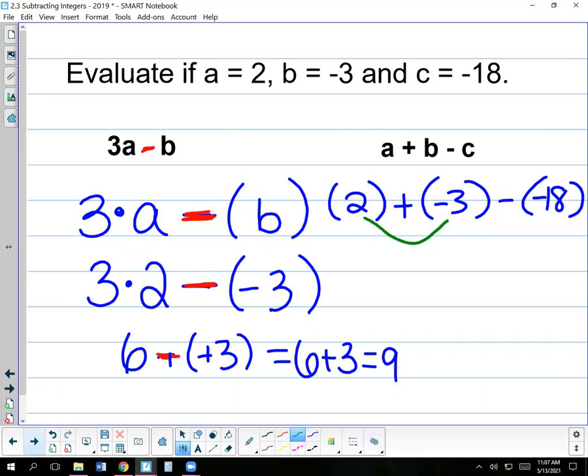So let's do these two. This is an addition problem. So what's 2 plus a -3? -1 minus a -18. Yes.